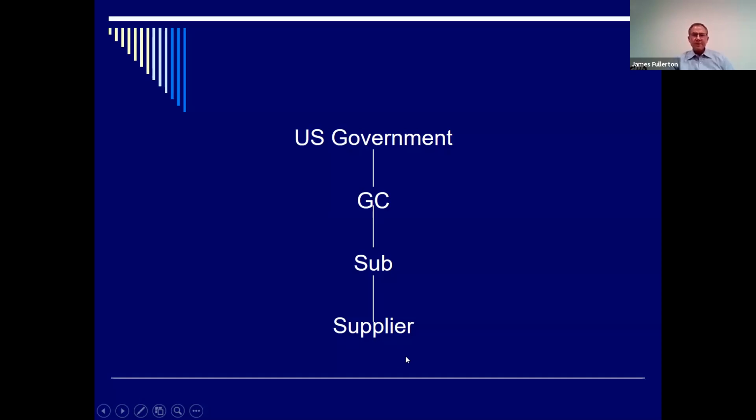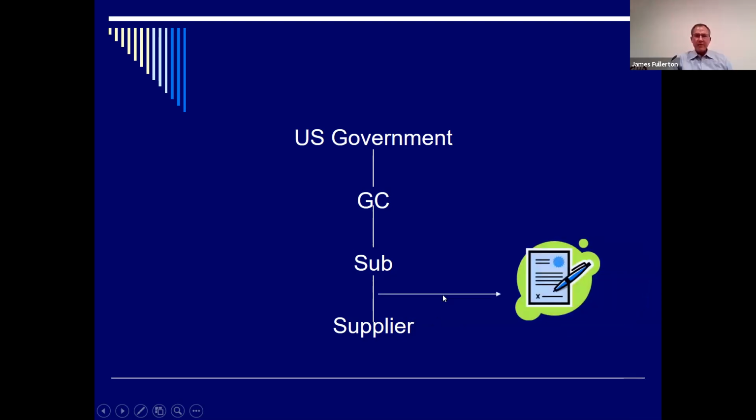Okay, so think about what this means. These are the contract tiers, or what I call the contract tiers. The US government's at the top, they're the owner. They have a contract with the general contractor. The general contractor has contracts with multiple subcontractors, and those multiple subcontractors have contracts with multiple suppliers. There might be a contract down here between the sub and the supplier. This supplier required a credit application that called for interest and attorney's fees.